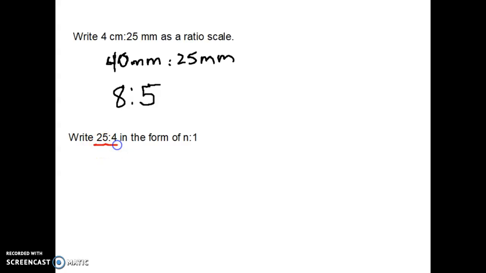So we have to write it in the form of n to 1. So we're just going to divide them both by 4. And end up with 6 1/4 to 1. And I know before in a previous video I said never leave a decimal when you're done with ratios, but in this instance, they say they want it in the form of n to 1. So we're just using what they're requesting.